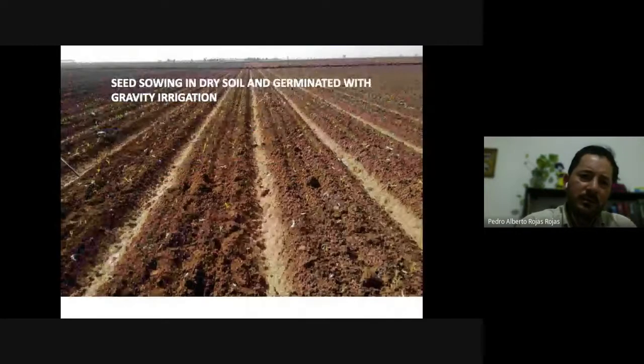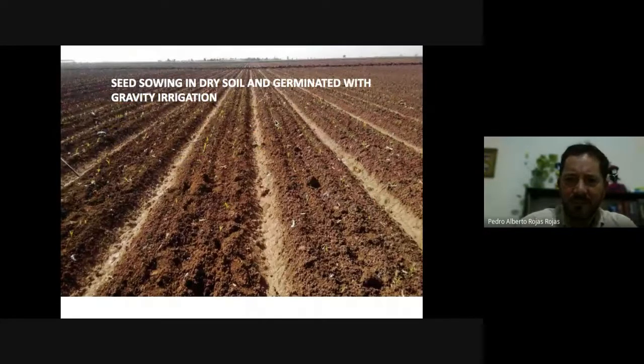So this is a crop of maize which was sown in dry soil and germinated with the gravity irrigation system. You can see the water, or the quantity of humidity in the ground, and small little plants that are beginning to grow from the soil.